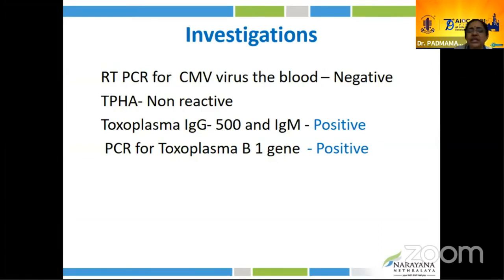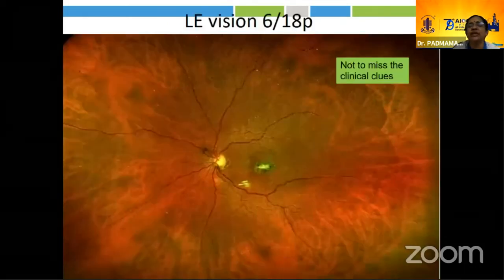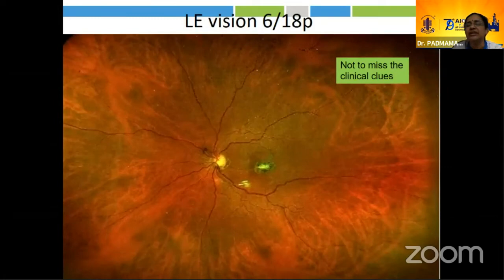On investigation, the patient had a significant increase in serological titer of Toxoplasma IgG, and the B1 gene for Toxoplasma was positive. This patient was treated with systemic clindamycin along with continuation of systemic immunosuppressive therapy, resulting in resolving of the lesion. You can see the completely healed chorioretinal scar.